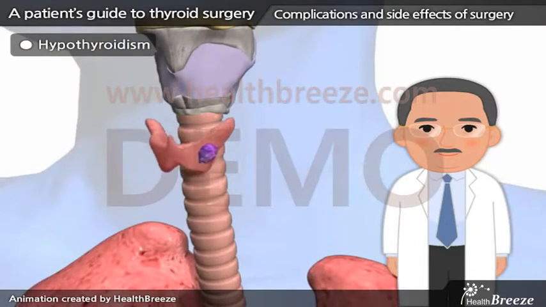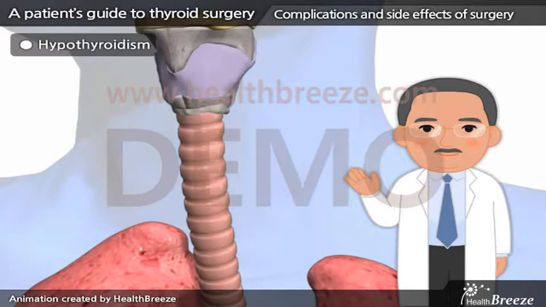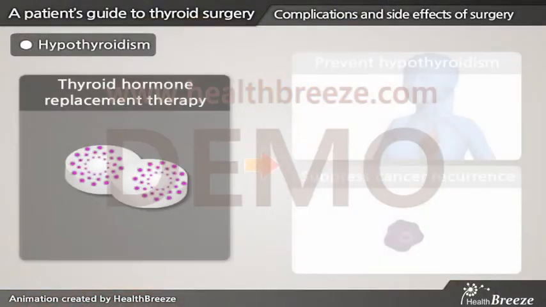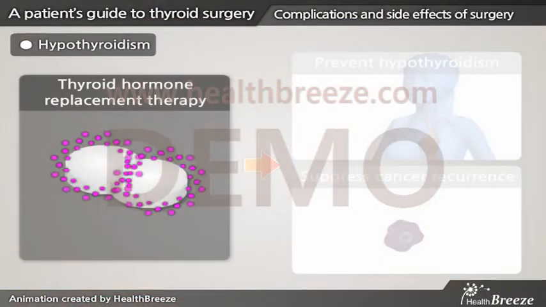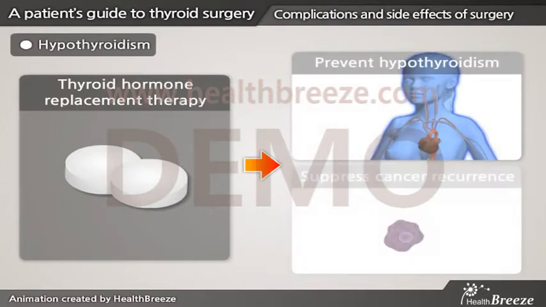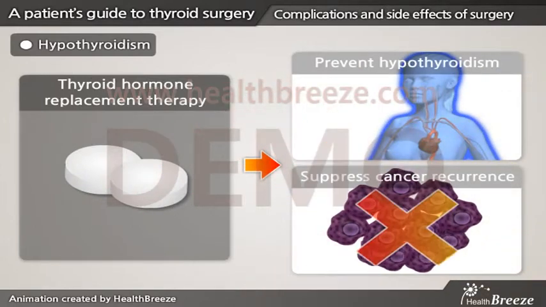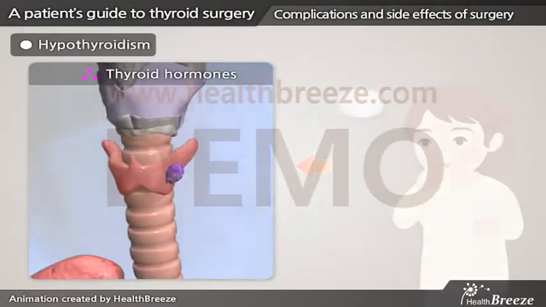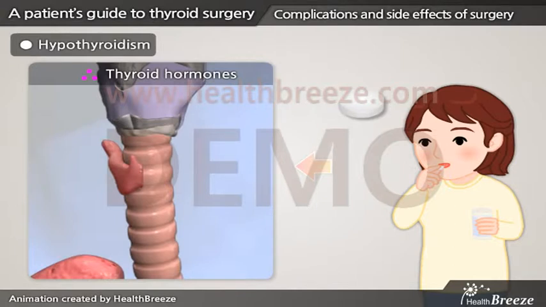Once the entire thyroid gland is removed, no thyroid hormones are produced in your body. Therefore, thyroid hormone replacement therapy is required to prevent hypothyroidism and also to suppress thyroid cancer recurrence. Meanwhile, in case of a partial thyroid resection, your thyroid function is usually preserved. However, sometimes thyroid hormone replacement therapy is still given to suppress the thyroid function and tissue.